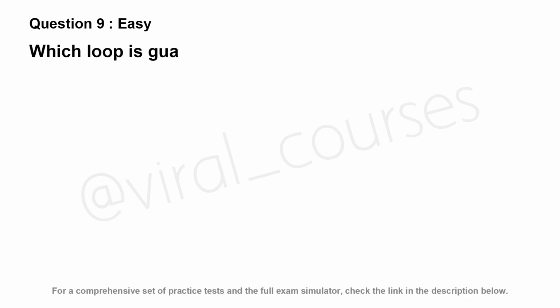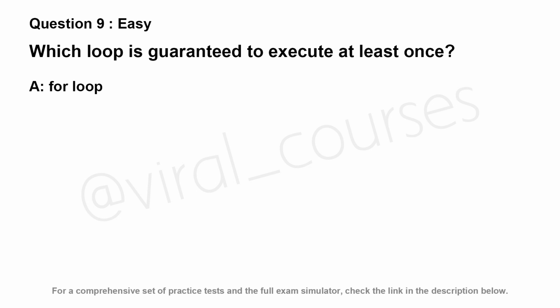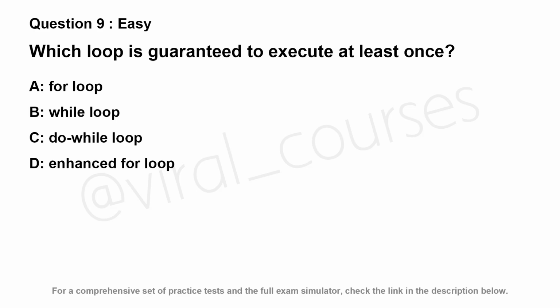Which loop is guaranteed to execute at least once? Option A, for loop. Option B, while loop. Option C, do while loop. Option D, enhanced for loop.